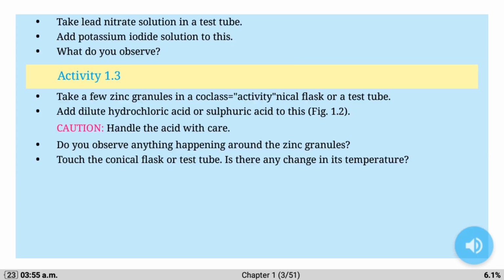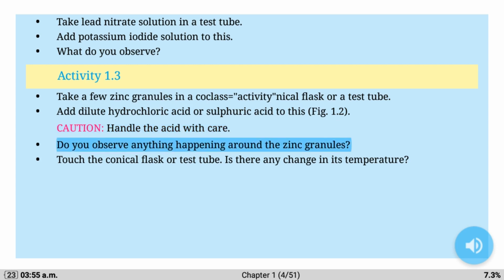Activity 1.2. Take lead nitrate solution in a test tube. Add potassium iodide solution to this. What do you observe? Activity 1.3. Take a few zinc granules in a conical flask or a test tube. Add dilute hydrochloric acid or sulphuric acid to this, Fig. 1.2. Caution: handle the acid with care.